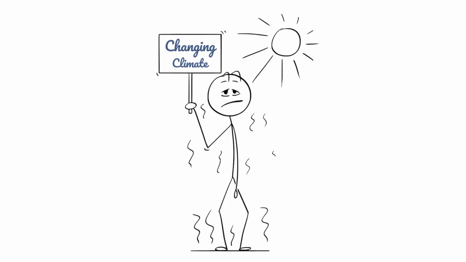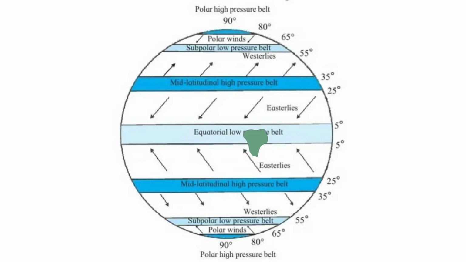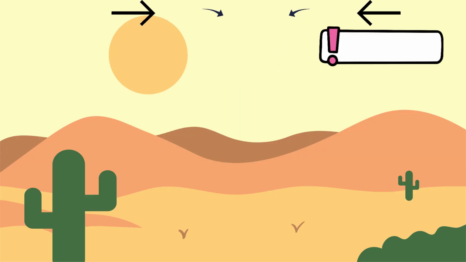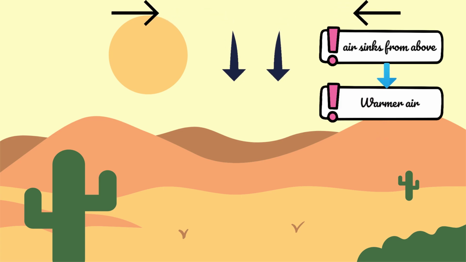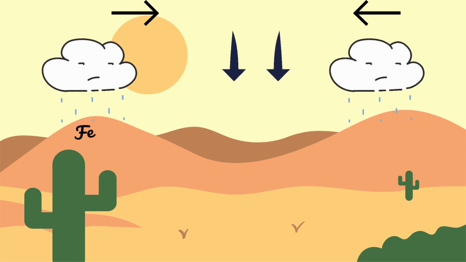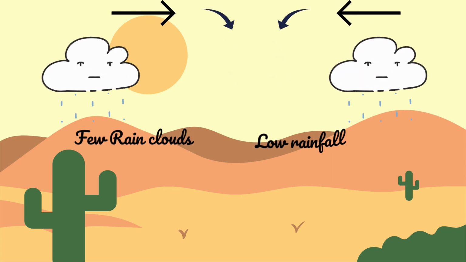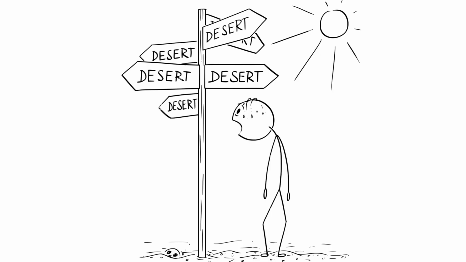Changing climate. As tectonic movements continued, the region came under the influence of the subtropical high pressure belt. Here, air sinks from above instead of rising, so clouds can't form easily. Fewer clouds meant very little rainfall, and over time, the climate became dry and harsh.